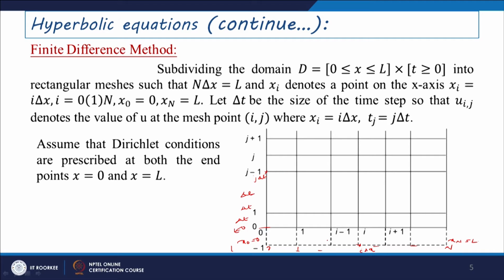Here del x is the distance considered. For the first point, the distance from the origin is del x, for the second it is 2 del x, and likewise after i points we get i del x. Similarly, we proceed in the j direction, that is, the time scaling, which we calculate as j del t. Assume that Dirichlet conditions are prescribed at both end points, x equals 0 and x equals L.